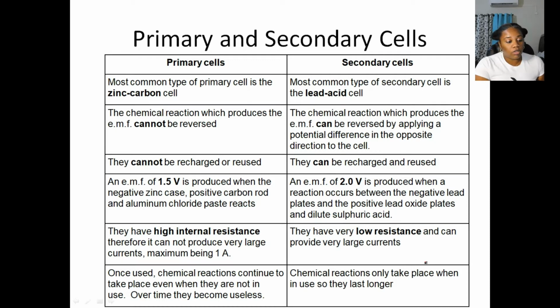And primary cells, once used, the chemical reactions continue to take place even when they're not in use. So once you put them inside of the appliance and you stop using that appliance, after a while the battery is going to die anyway, because it's going to use up all the chemicals that it is made up of. So over time they become useless. In secondary cells, chemical reactions only take place when in use, so they last longer.